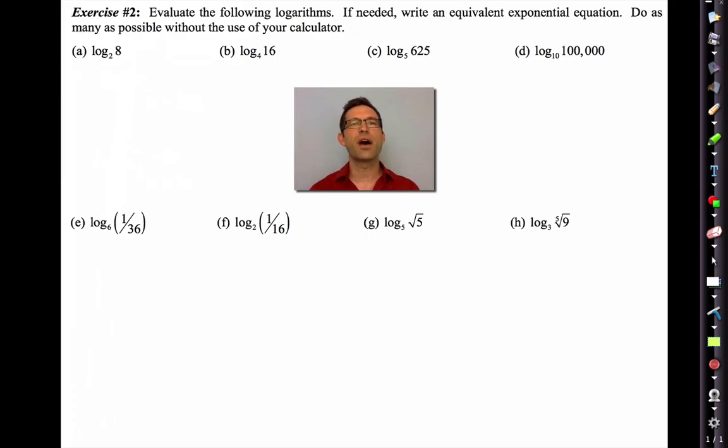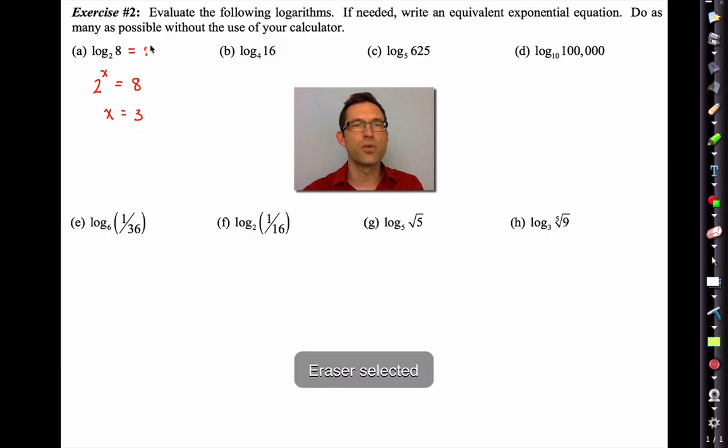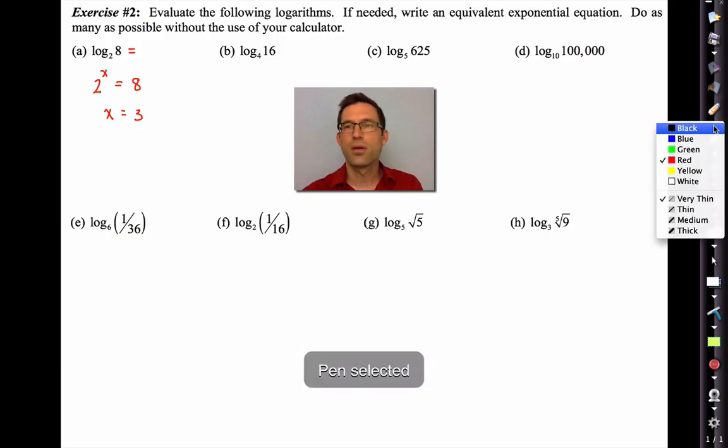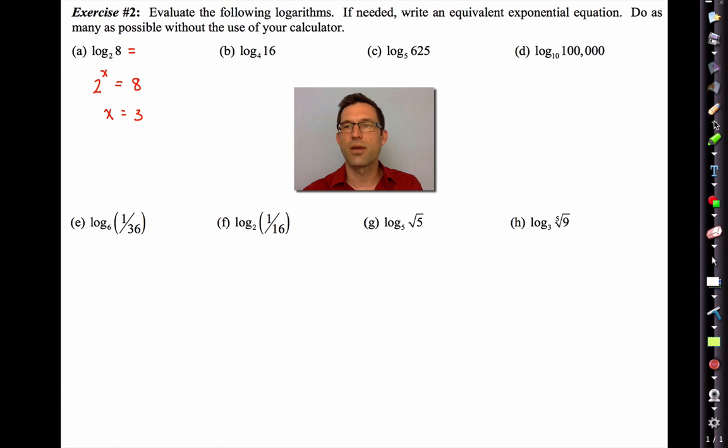Now, exercise 2 says evaluate the following logarithms. If needed, I'll show you what that means. Write an equivalent exponential equation. Do as many as possible without the use of your calculator. So in other words, what does this even mean, log base 2 of 8? Well, let me write the equivalent exponential. Let me call that x. The equivalent exponential would be 2 to the x is equal to 8, and x would be 3. All right, so in other words, the log base 2 of 8 is equal to 3.